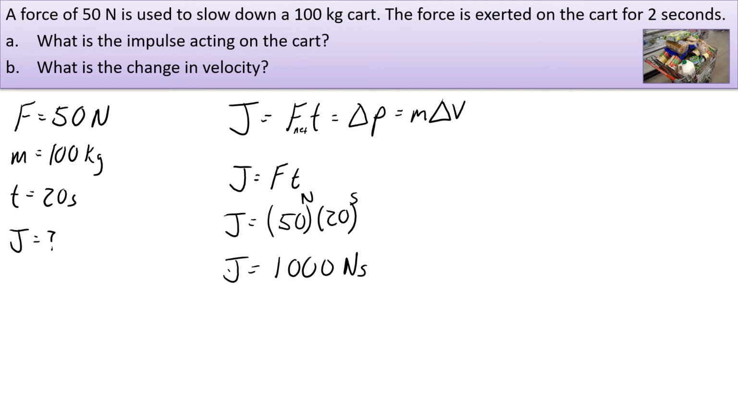Okay. Then it says, what is the change in velocity? So now we have another piece of information here, and we're looking for just delta v, the change in velocity.